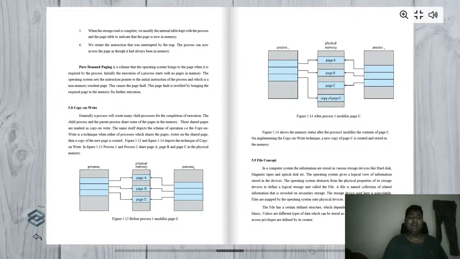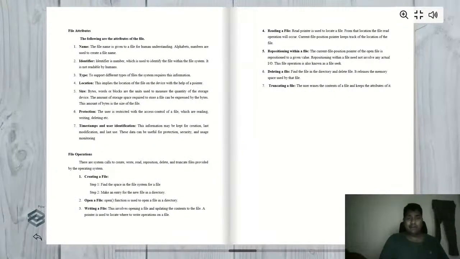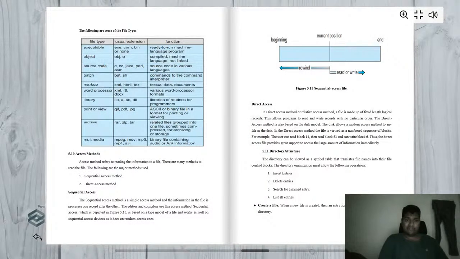Today we'll see file concepts. So far we saw about memory. Today we'll be seeing the last second topic: file management, file concepts. Okay. What are the file operations? Creating, opening, writing, reading, deleting, all these file operations. I have explained it, right? Creating and all these things.